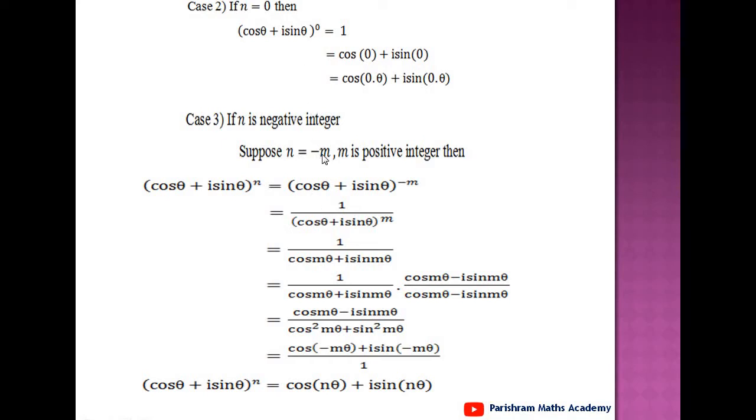But −m is the same as n, and therefore it equals cos nθ + i sin nθ. Therefore if n is a negative integer, then (cos θ + i sin θ)^n is the same as cos nθ + i sin nθ. It means it is true for n a negative integer.